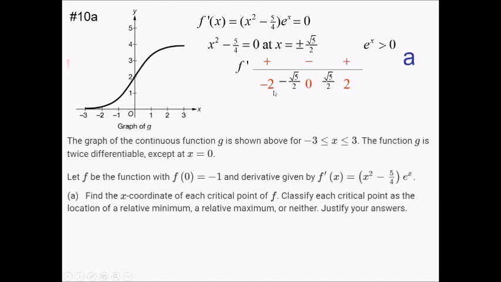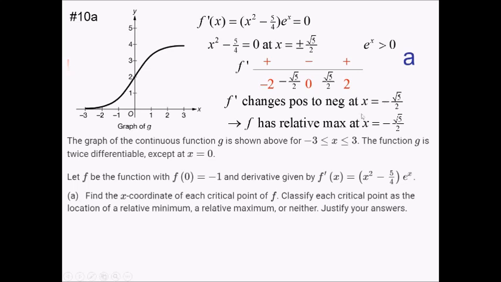Now I notice that f prime is changing from positive to negative at x equals negative radical 5 over 2. Therefore, we know that f has a relative max at that x value. And we also notice that f prime is changing from negative to positive at positive root 5 over 2. Therefore, f is going to have a relative minimum at x equals radical 5 over 2.